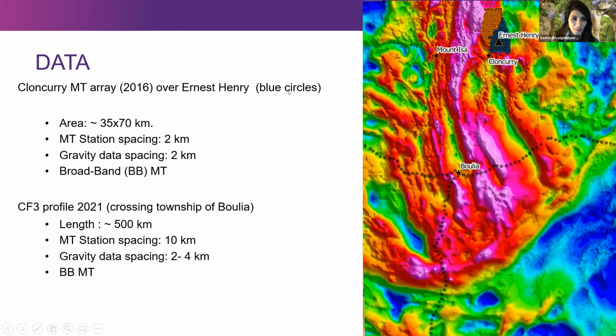The area that he has used for the inversion is 35 by 70 kilometers, and the spacing between those stations is 2 kilometers. And this is broadband MT, and the gravity data, which is underneath in this map, also has 2 kilometers spacing between the stations. So further south, I guess I showed in this.